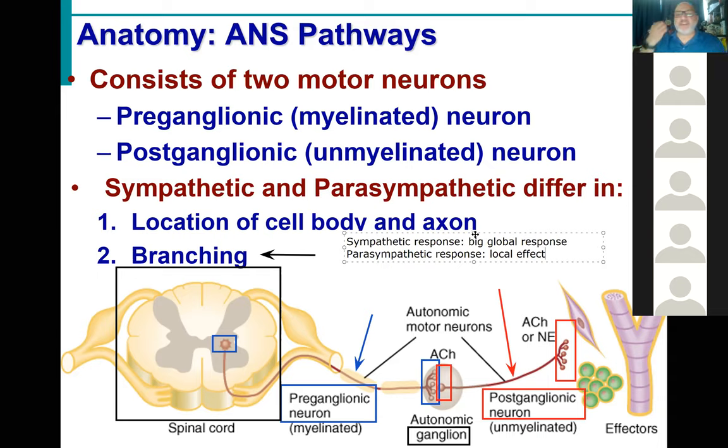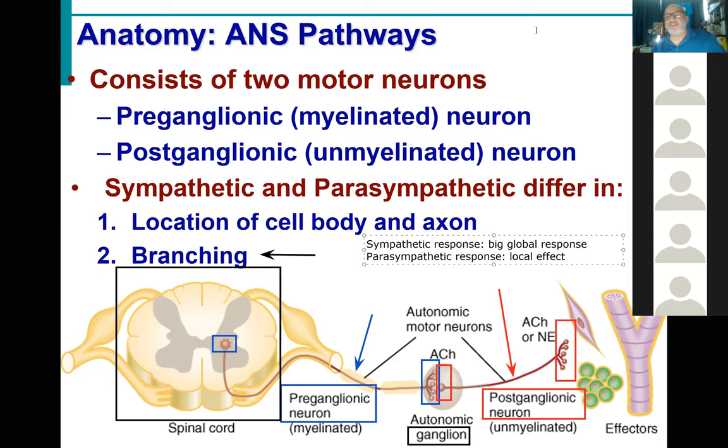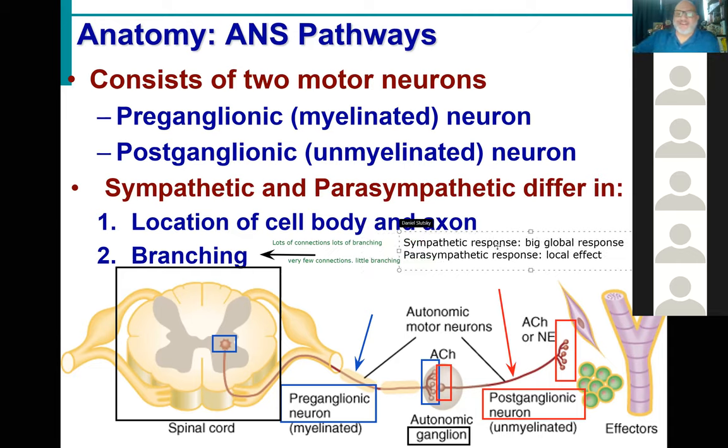So when we look at the neural pathways, when it comes to the branching, our sympathetic is going to form lots of connections. There's going to be lots of branching. Let's make this smaller so it fits in the space. Lots of connections and lots of branching, whereas our parasympathetic is going to make very few connections and very little branching, so that it gets that more local type of an effect. So that is going to be another big difference we're going to see in these pathways.